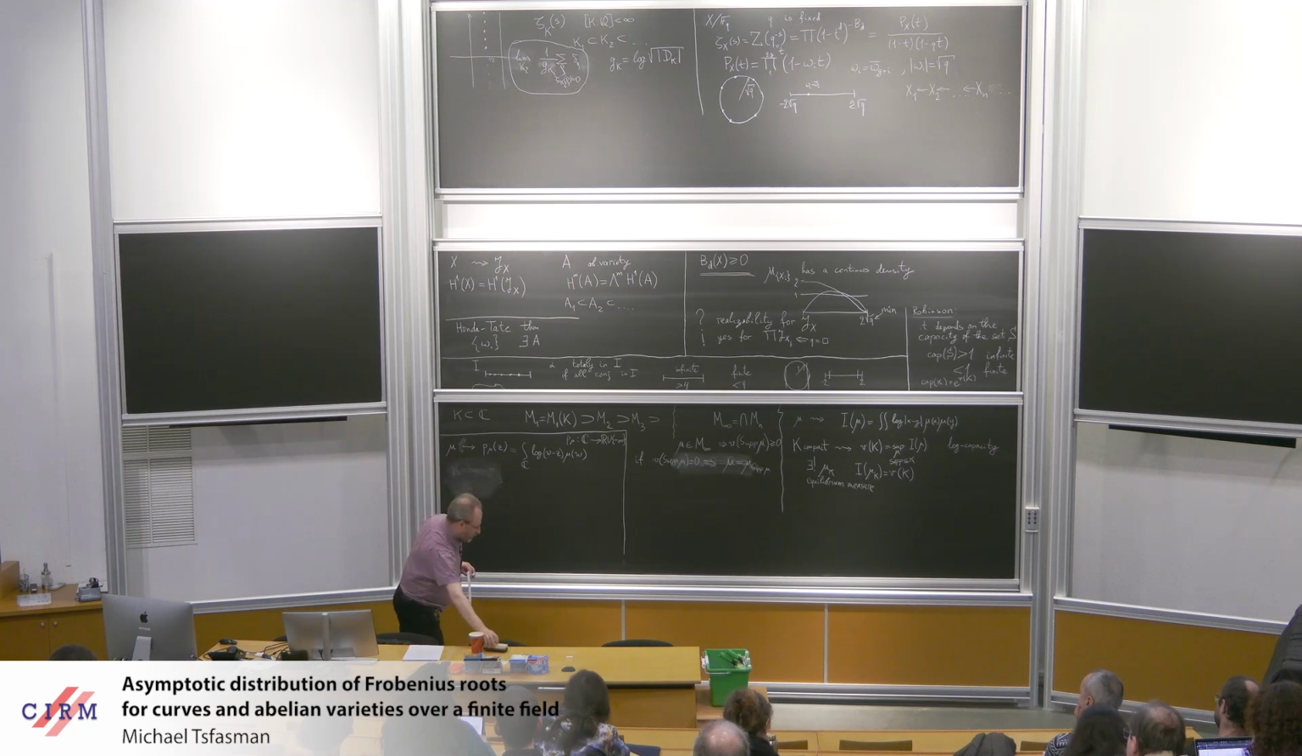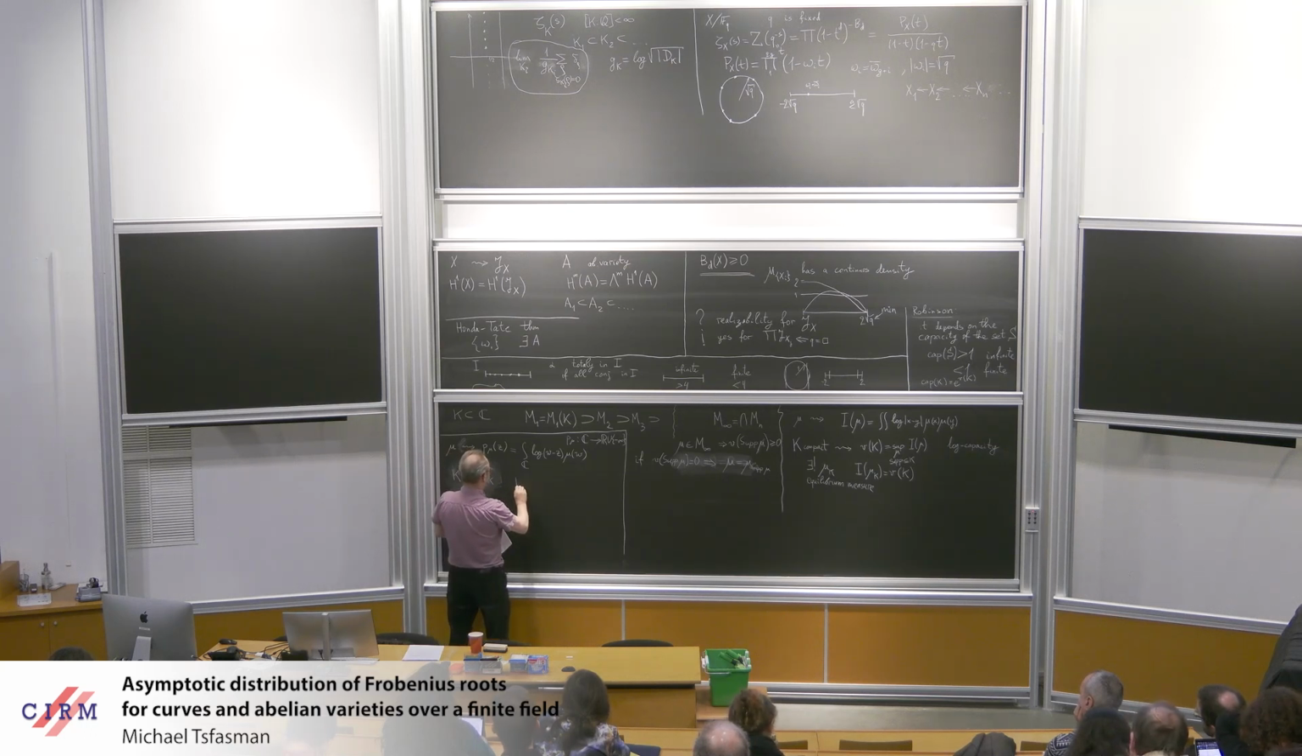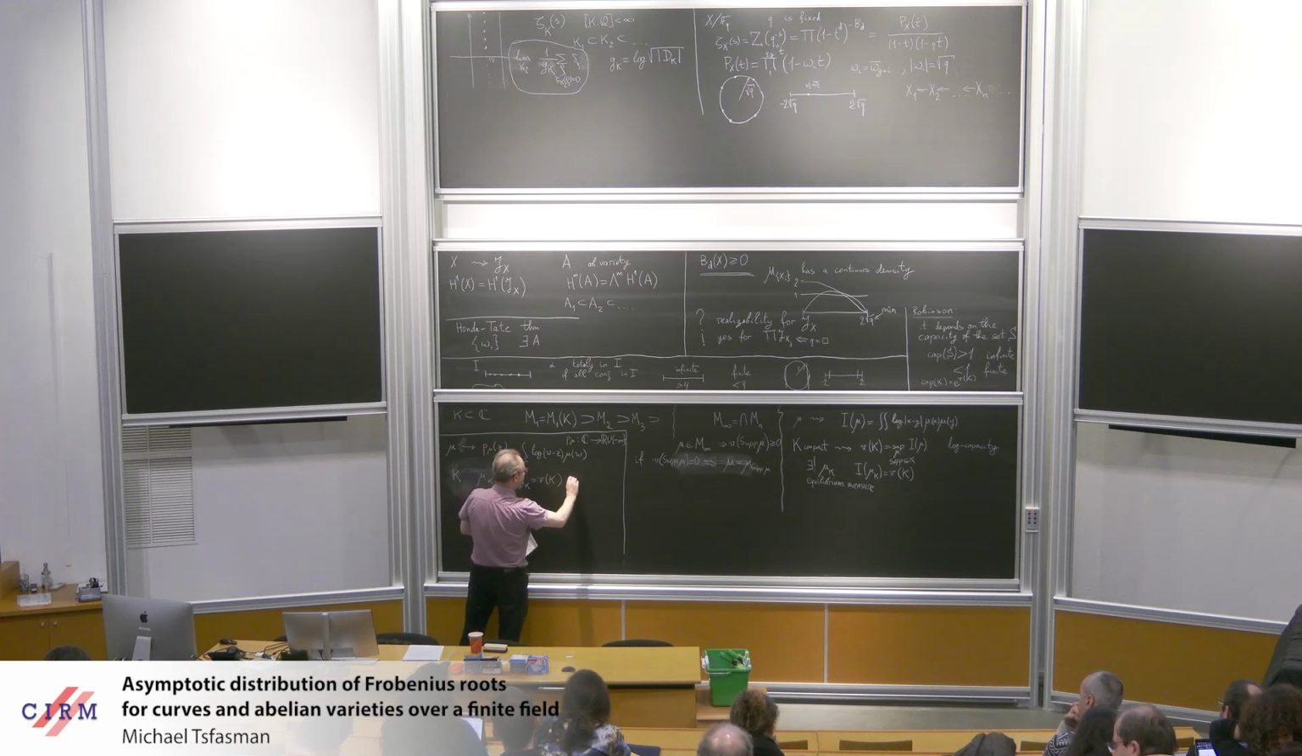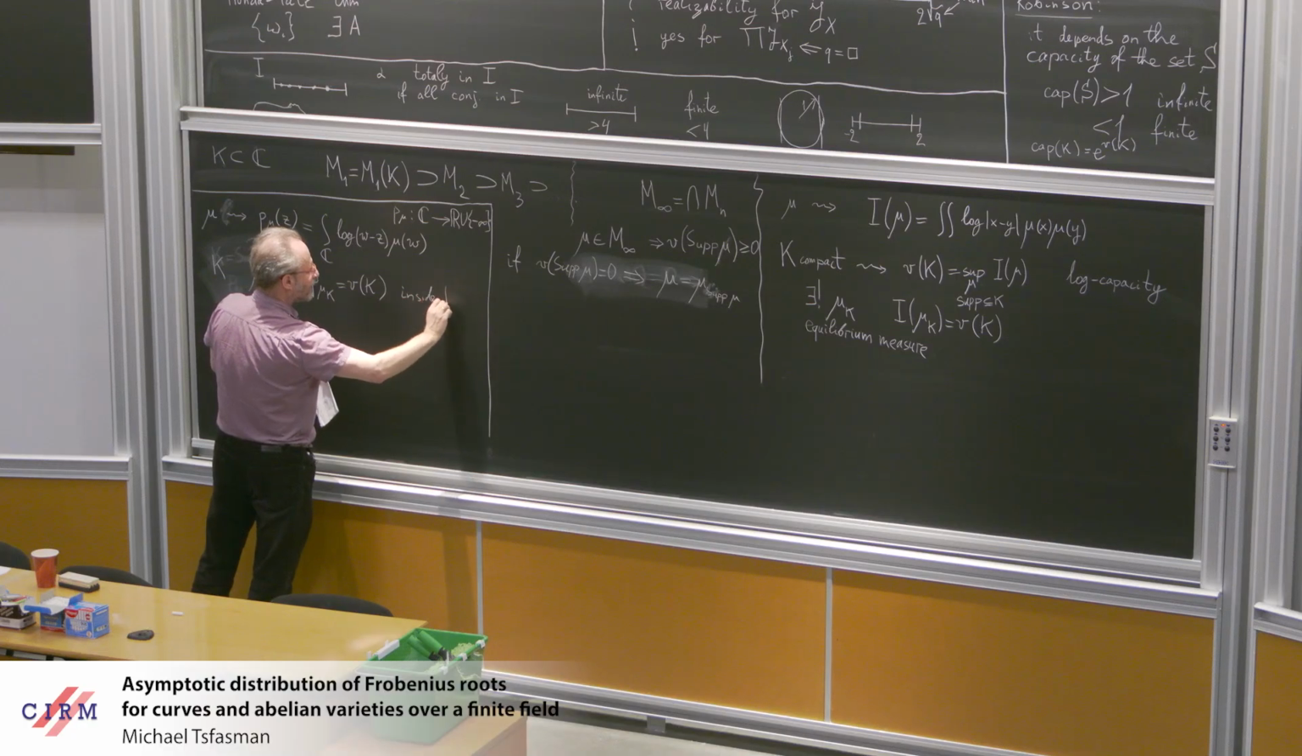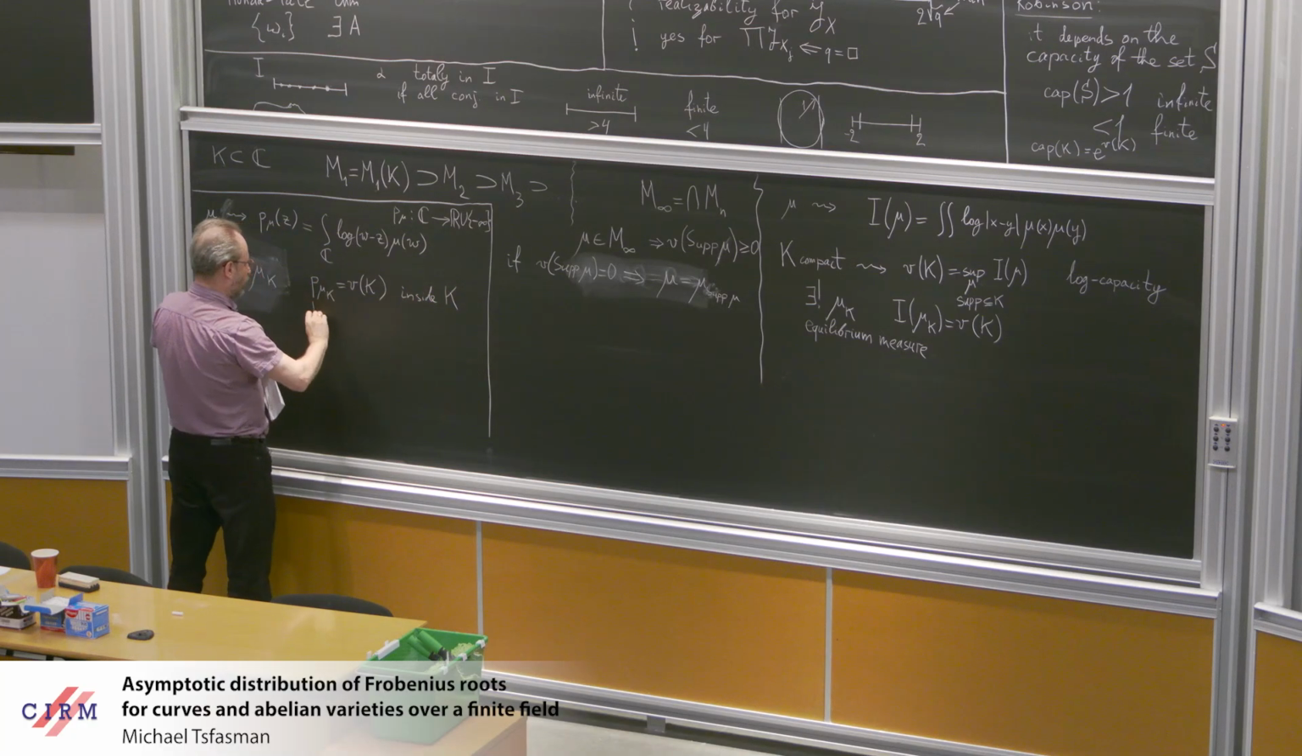So let me take K and let me consider the uniform measure. Not the uniform, the equilibrium measure, mu K. For the equilibrium measure, the potential of mu K is constant, equals V of K inside K, and is harmonic outside.